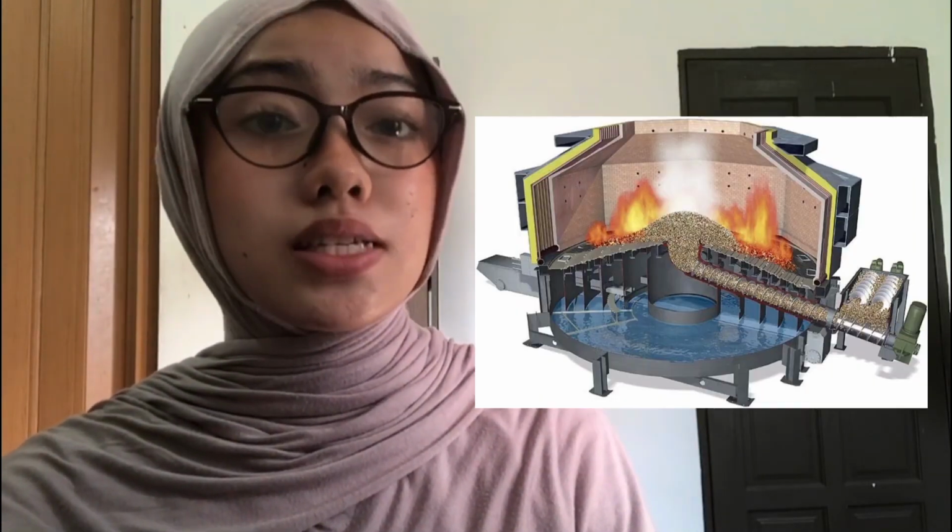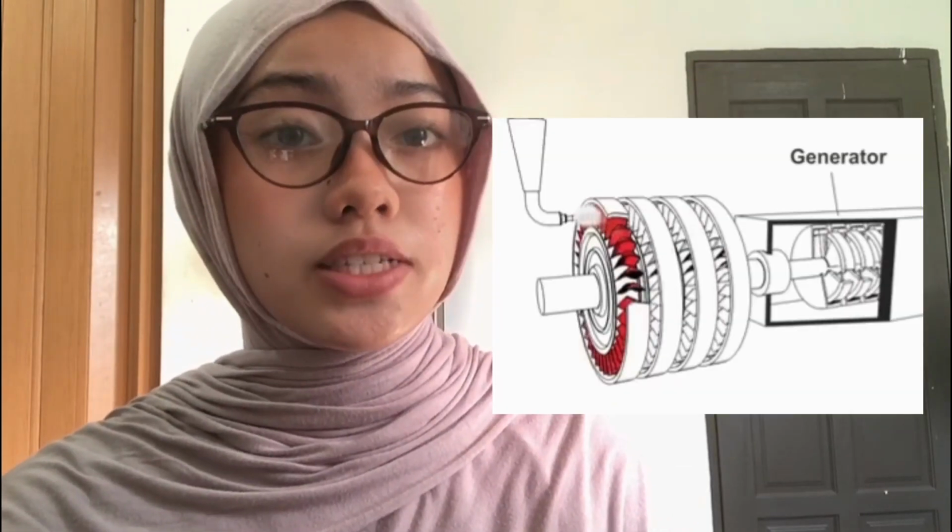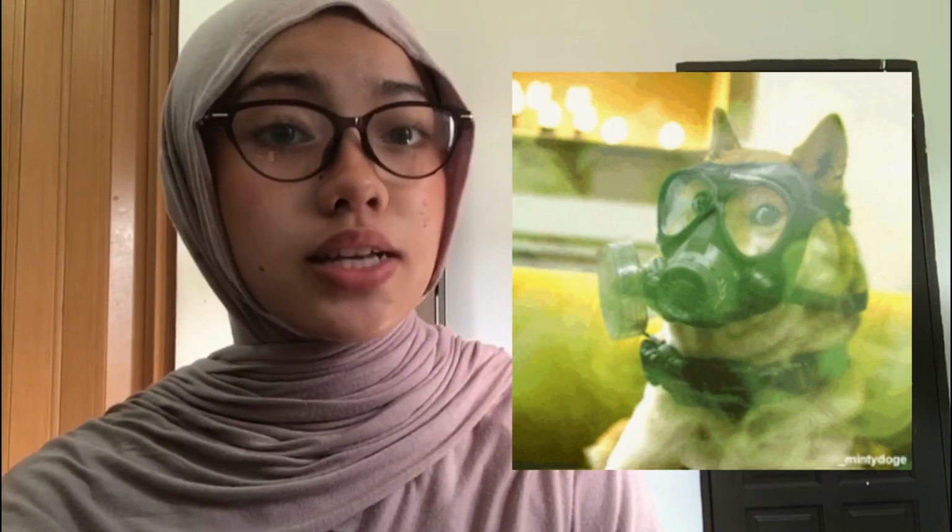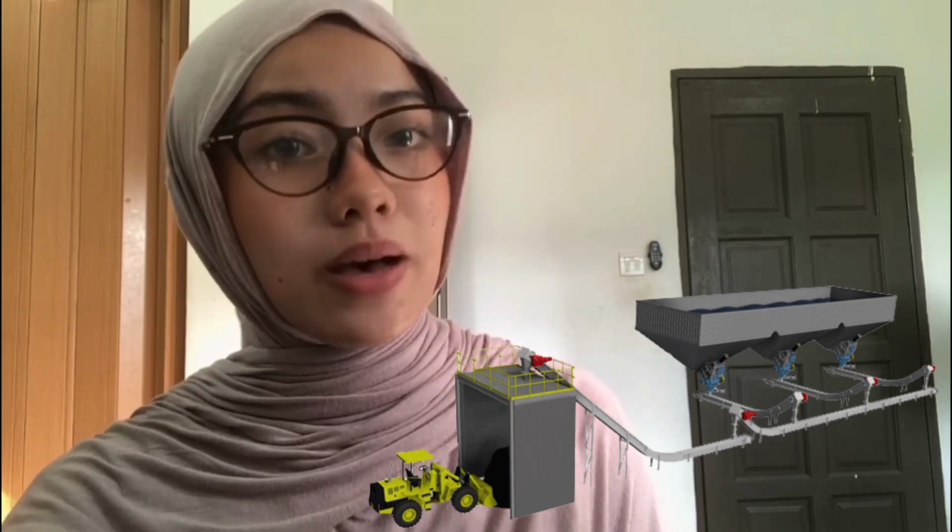This is an important part because biomass is burned and processed here to produce heat energy. Then the heat is transferred to a boiler to produce steam. The high-pressure steam spins the turbine and powers the generator to produce electricity. The system also has an exhaust and filtration system to reduce smoke and harmful gases, making it safer for the environment. Finally, there is an ash collection system to collect remaining ash after combustion.